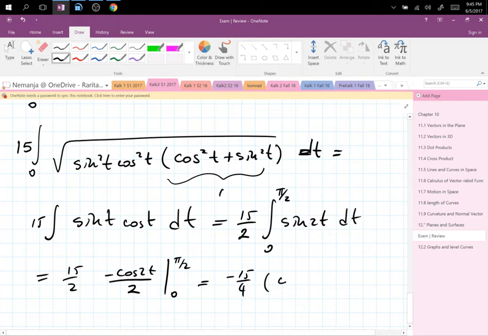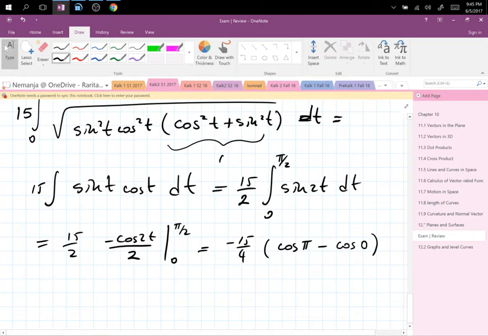And now you have the cosine of pi minus cosine of 0. So that's negative 15 over 4 times negative 1 minus 1. That's negative 2, so 15 over 2 is the answer.